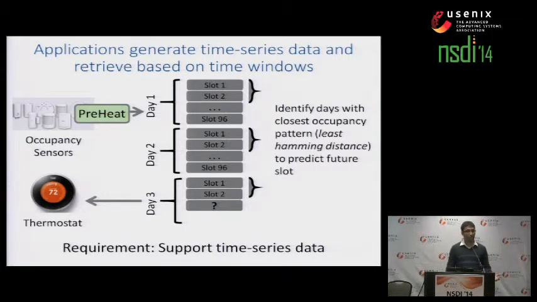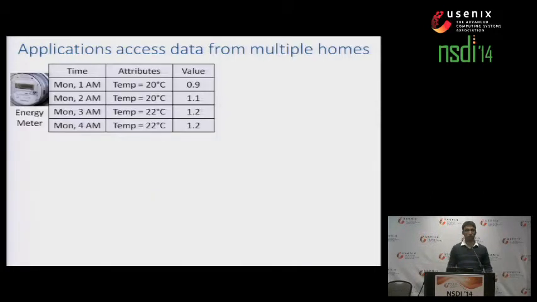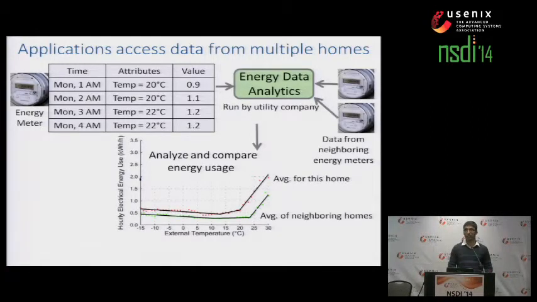Applications for smart homes also access data from multiple homes. Consider the example of energy data analytics. So an energy sensor runs in a home and it records energy consumption data along with the ambient temperature. So each record here consists of the time of the reading, the energy consumed during the last time period, and the ambient temperature. Now the utility company analyzes this data. Specifically, it plots the average hourly energy consumption as a function of the ambient temperature, and it does so for multiple homes, comparing energy usage across them.